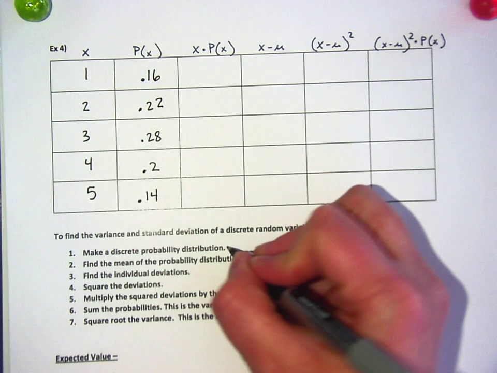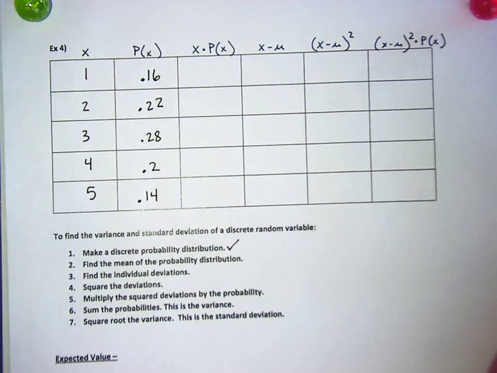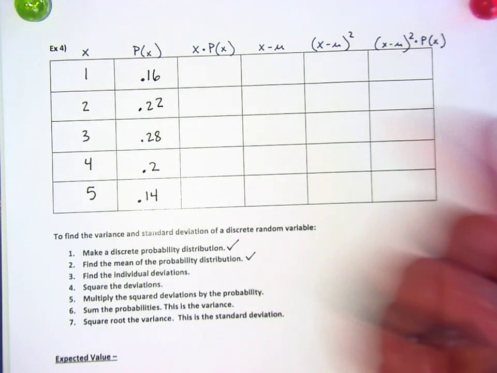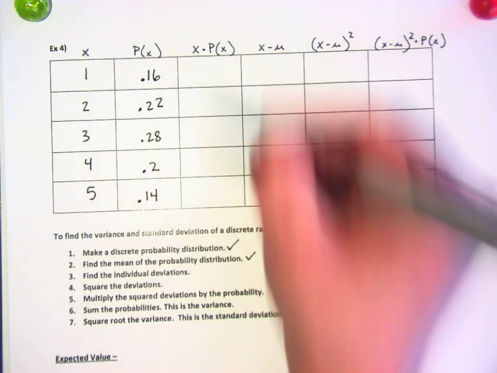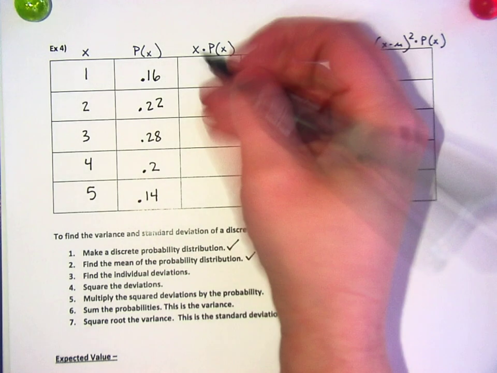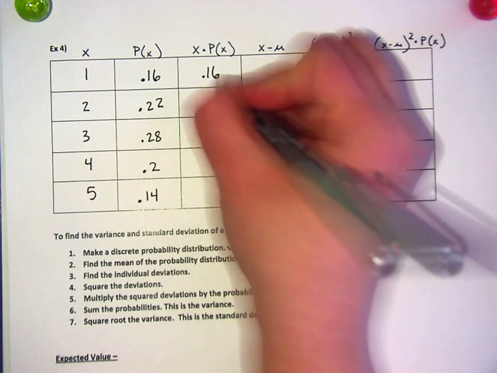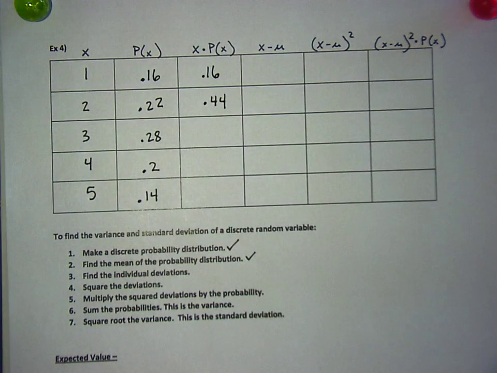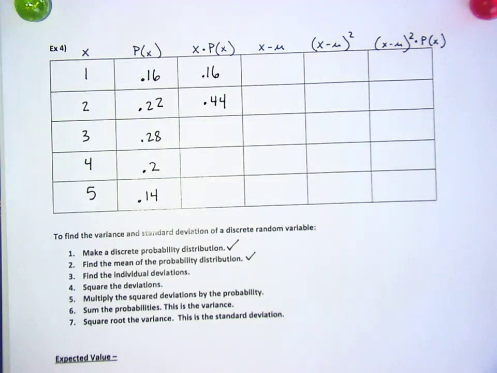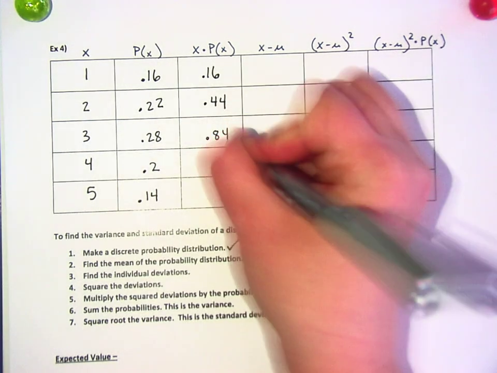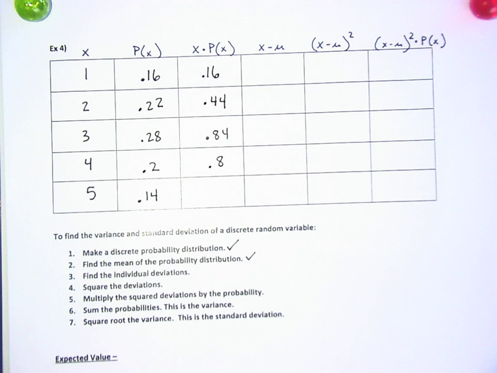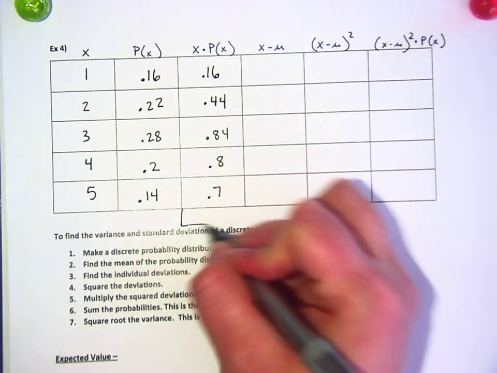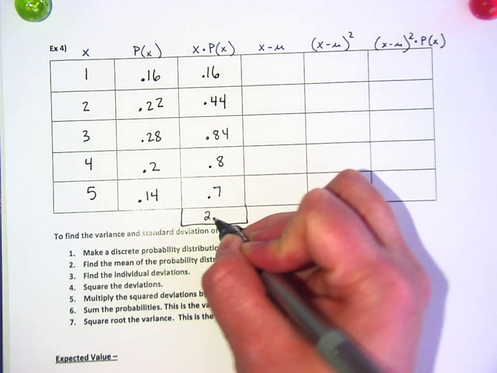Okay, so we've already found a discrete probability distribution, right? Now we have to find the mean, which is exactly what you did on the other side, which is multiplying these and then summing them up. So 1 times 0.16 is 0.16. I'm just showing my work now. This was 0.44. Do you guys see where this is coming from? 3 times 0.28 is 0.84. This one's 0.8. Okay. And then if we sum it up, we should get, what was it, 2.94?